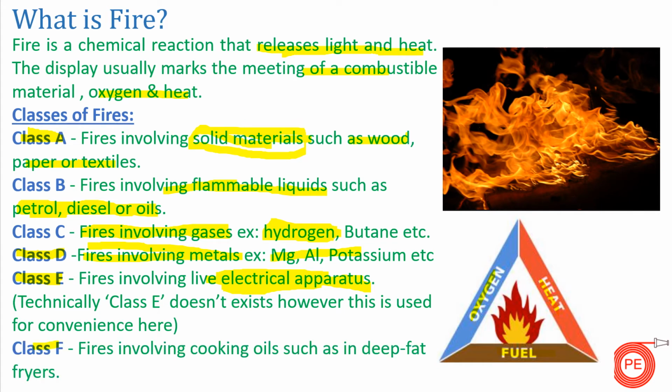Class F fires is generally, you can say, your kitchen fire. If there is a fire in your cooking oils such as deep fat fryers or any other oil that is associated with your kitchen, that type of fire comes under class F fire. So basically, these six types of fires are generally seen all across the industry and all across the world. Because of all these six involved things, we see different types of fires.